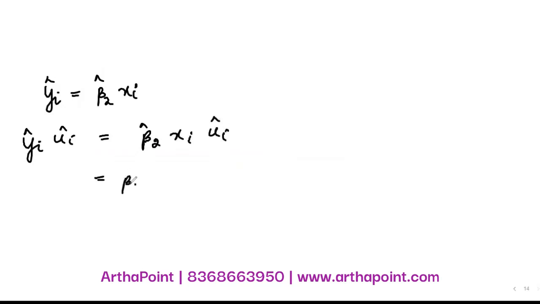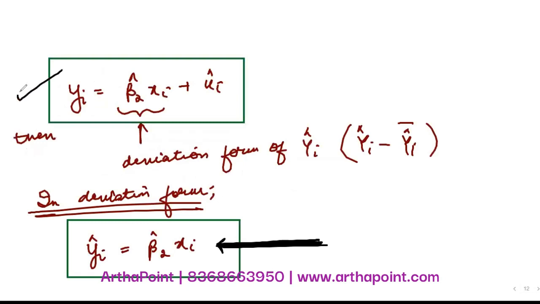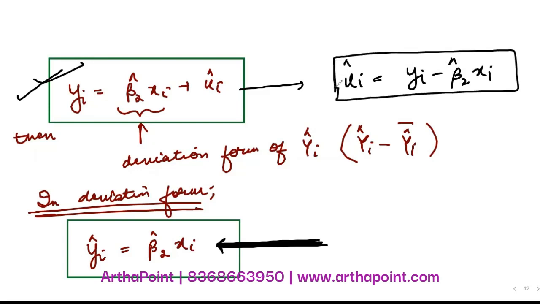This will be beta 2 hat xi into yi minus beta 2 hat xi. What am I doing here? Go back to the deviation form. From this deviation form that you just found out, derive ui hat. What will be ui hat? Ui hat will be yi minus beta 2 hat xi. This will be ui hat.